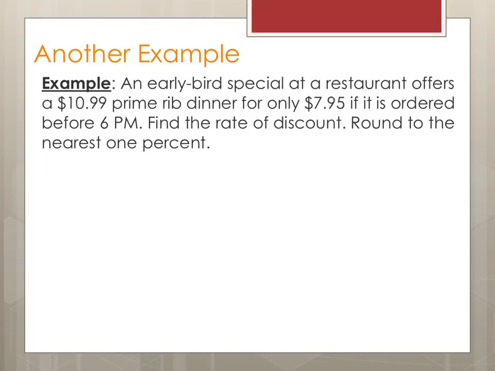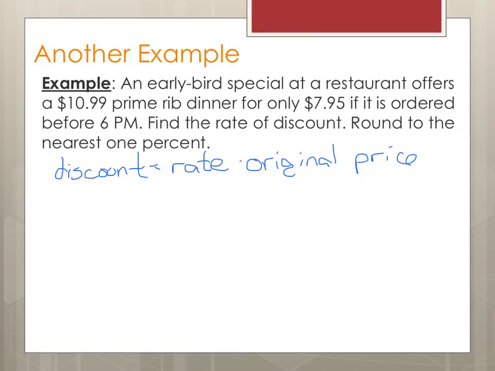Here's another example. An early bird special at a restaurant offers a $10.99 prime rib dinner for only $7.95 if it is ordered before 6 p.m. Find the rate of the discount and then round to the nearest 1%. So we're going to round to the whole number percent. So remember our formula, the discount equals the rate times the original price. And what are we solving here? We're solving for the rate of discount.